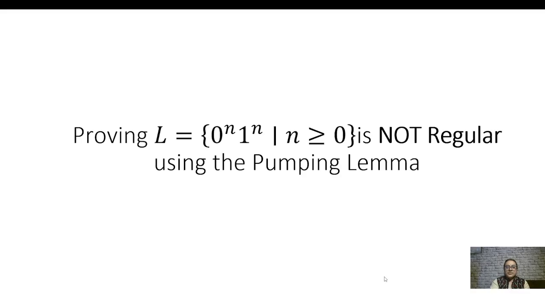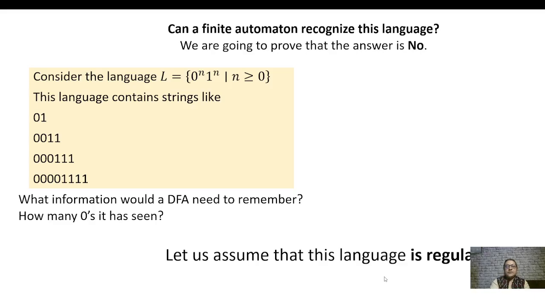So let us prove this language L, 0 to the power n 1 to the power n, is not regular using the pumping lemma. So notice the rule. These are examples of some of the strings from this language which will be accepted. Zeros come first, followed by all the ones, and the number of zeros is equal to the number of ones. Can a finite automaton recognize this language? We are going to prove that the answer is no.